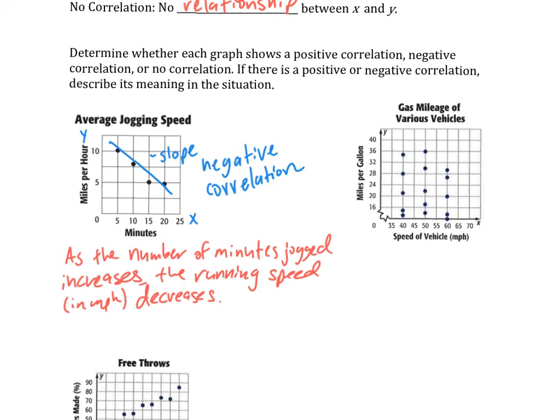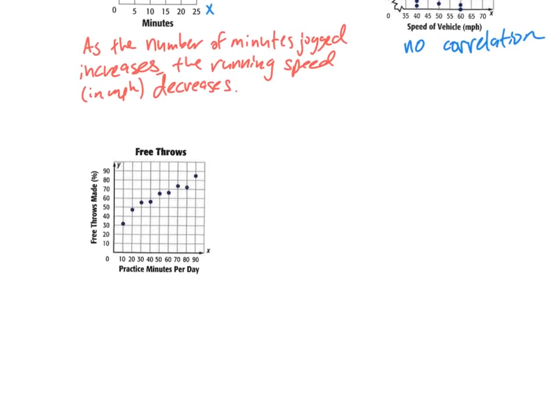Let's look at this next one here then. Gas mileage of various vehicles. Now it doesn't really look like I could draw a line here, so I'm going to say that there is no correlation. And if there's no correlation, we can't really describe it in the situation because those things aren't really related to each other. The speed of the vehicle and the miles per gallon, the gas mileage, doesn't really relate. So we'll just move on to the next one.